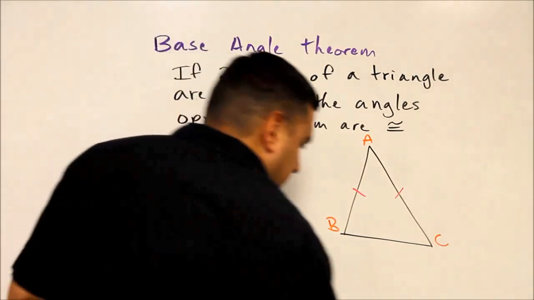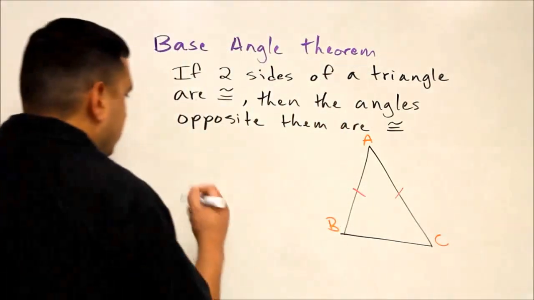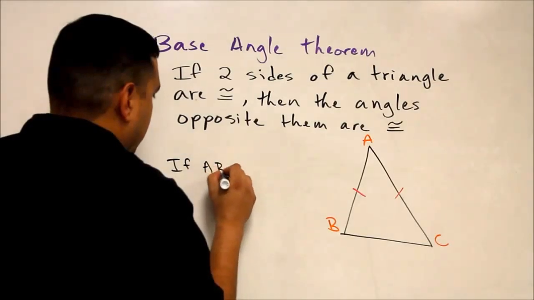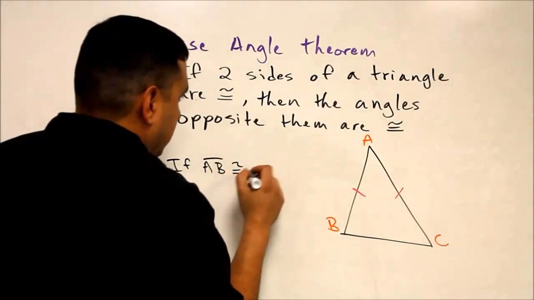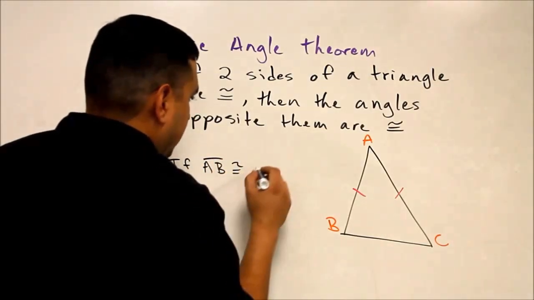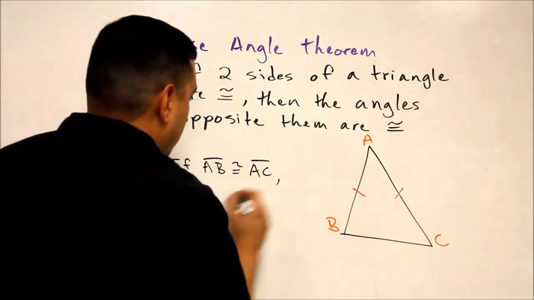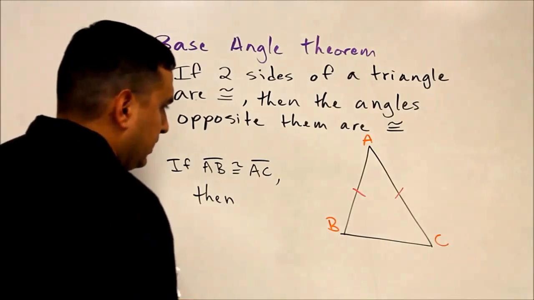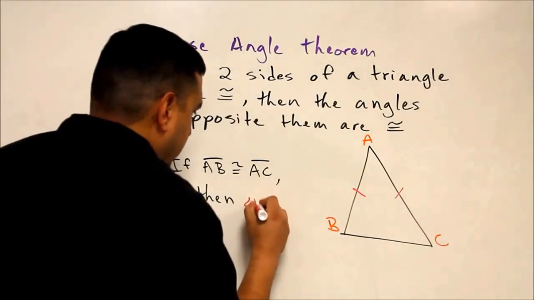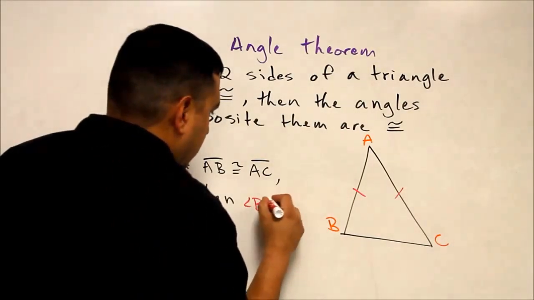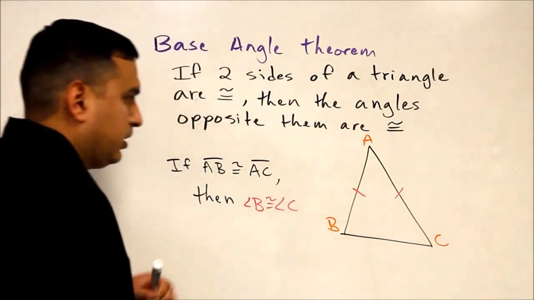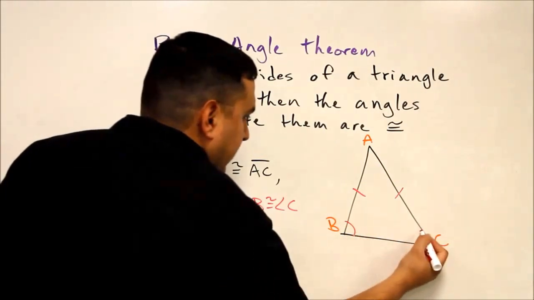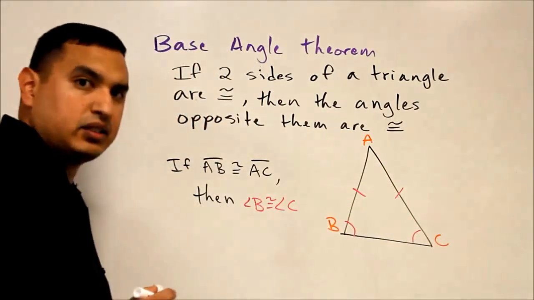So basically, if you want to think of it as a conditional statement, it says if segment AB is congruent to segment AC, then what you know, because of that, is that angle B is congruent to angle C. So if you know these two sides are congruent, then that means this angle B has to be congruent to that base angle C.